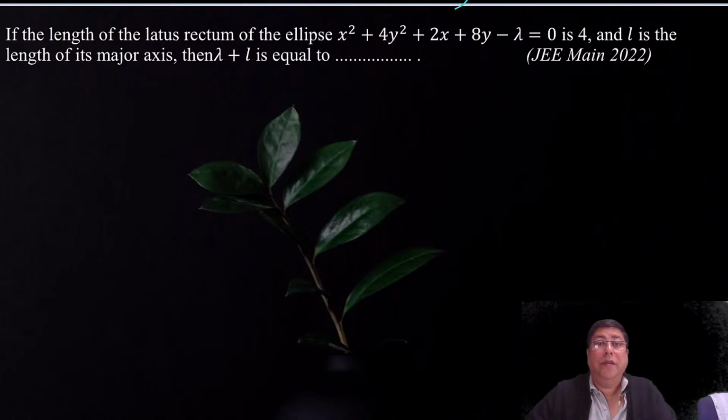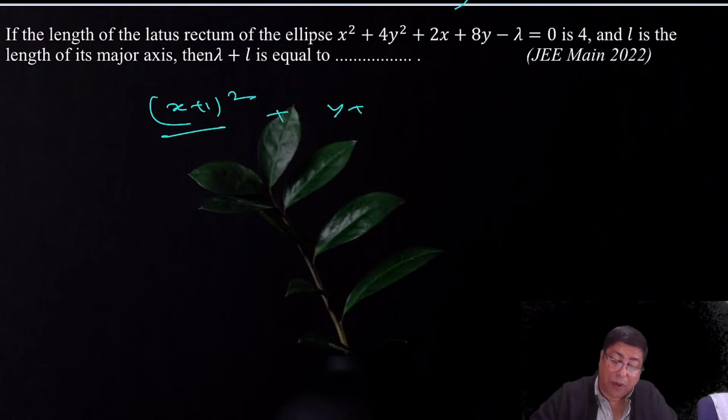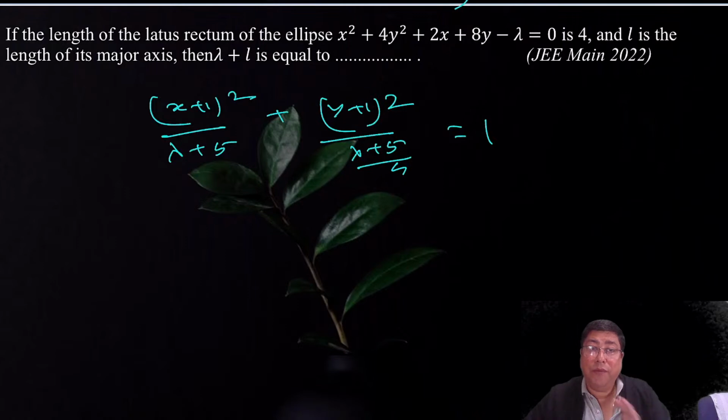So first of all, we'll try to write it in the form of (x minus alpha) whole square by a square plus (y minus beta) whole square by b square equal to 1. If we absorb all the x to make a whole square, that is (x plus 1) whole square, and plus (y plus 1) whole square into 4, I am just taking it down. So this is coming lambda plus 5 in the right hand side. So lambda plus 5, and 4 is coming down, that is (lambda plus 5) by 4 equal to 1. In this way, very, very fast we have to calculate.